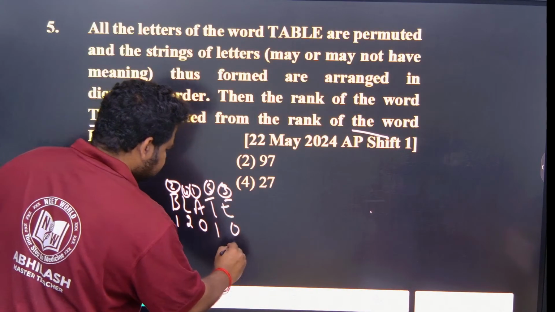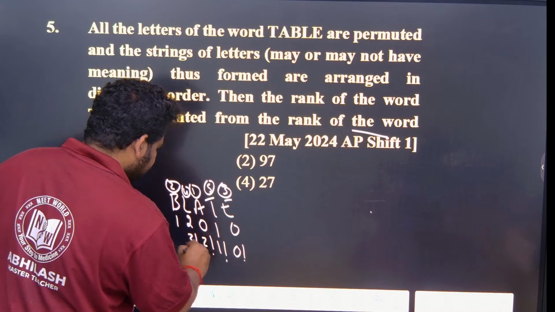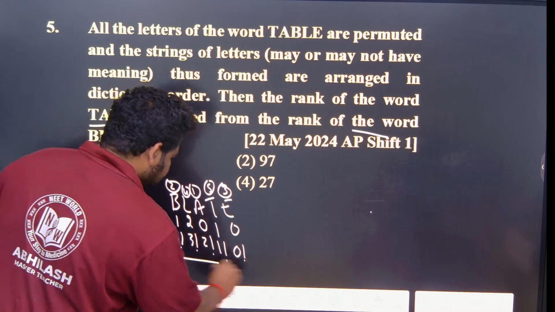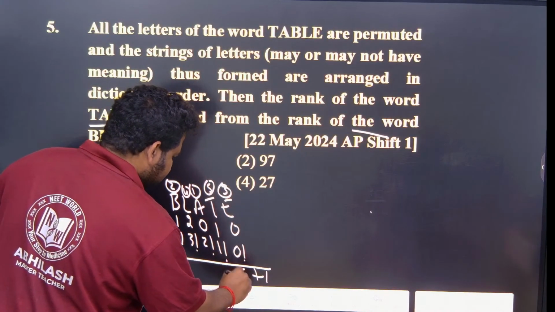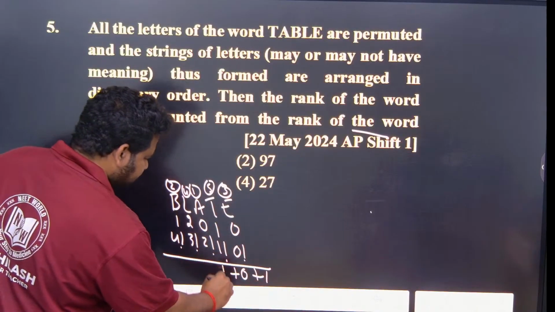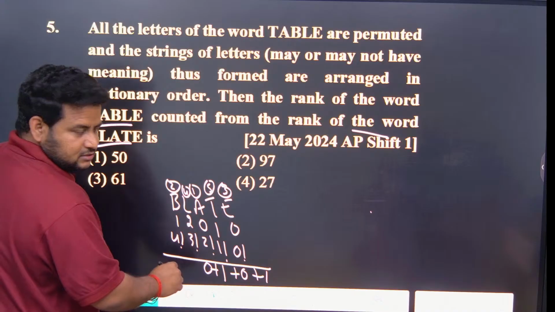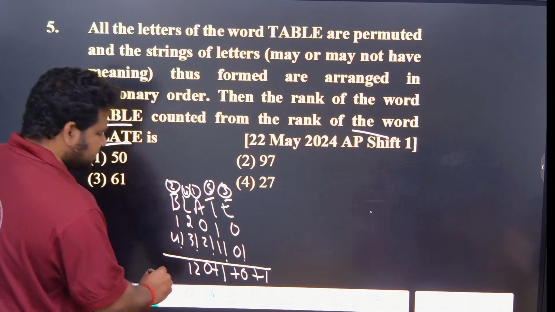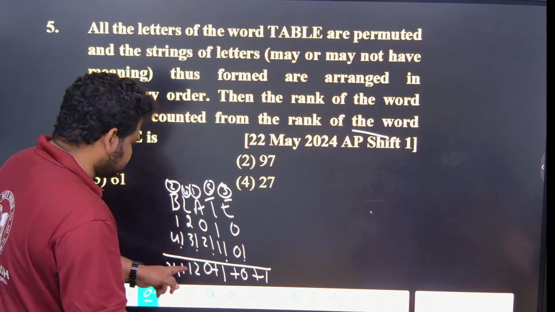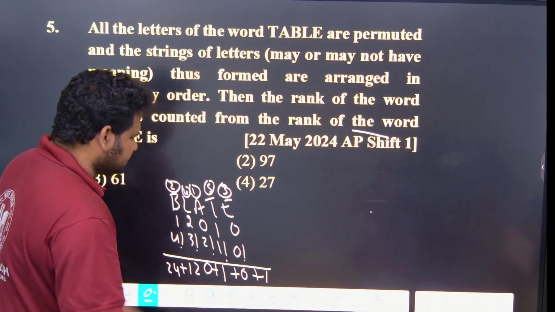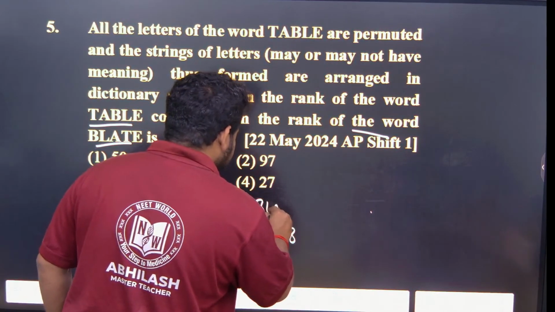So, we will write 0 factorial, 1 factorial, 2 factorial, 3 factorial, 4 factorial, and plus 1 at the end. 0 factorial into 0 is 0, plus 1 factorial into 1 is 1, plus 0. 3 factorial is 6, 6 twos are 12. 4 factorial is 24, and 24 into 1 is 24. So, 24 plus 12 is 36, 36 plus 2 is 38. The rank of BLADE is 38.